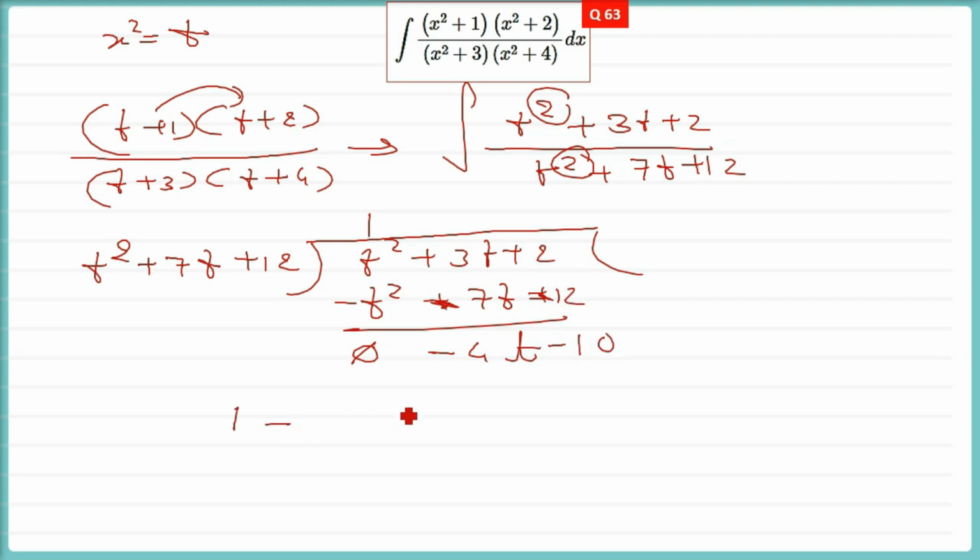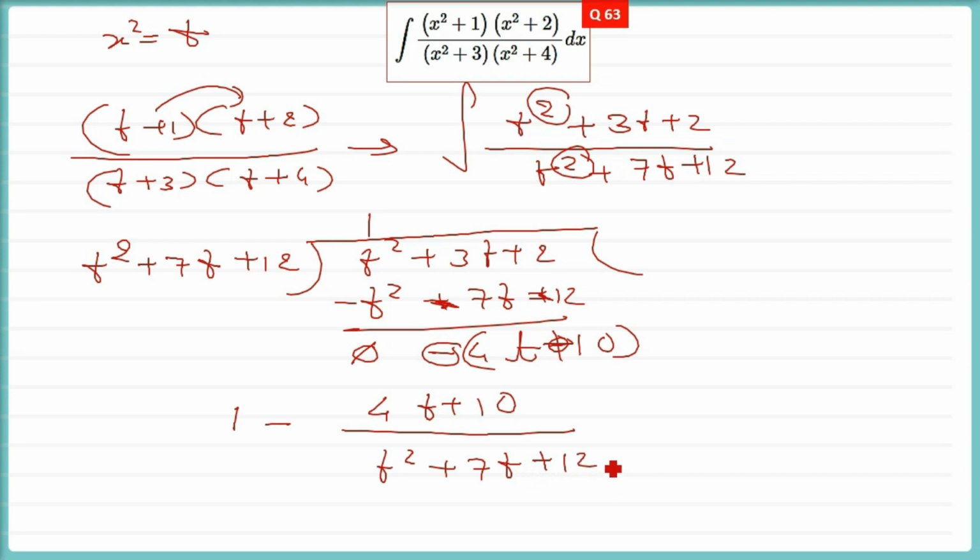So this will be written like the first one, and since negative 4t minus 10 is equivalent to negative of 4t plus 10, we have taken a negative outside. 4t plus 10 will remain like this, and the denominator will be t square plus 7t plus 12. This is how it will be taken.